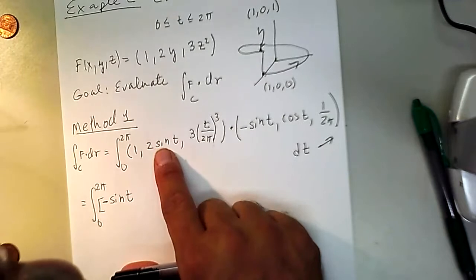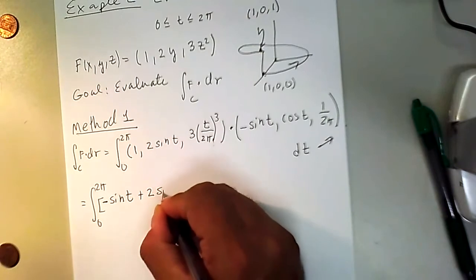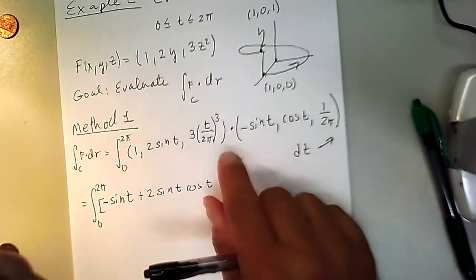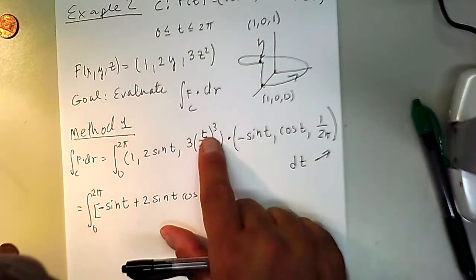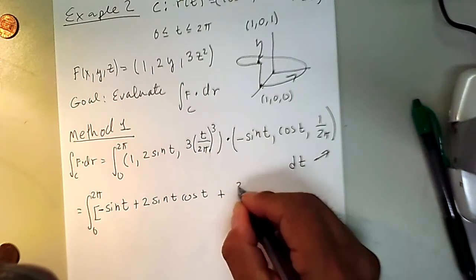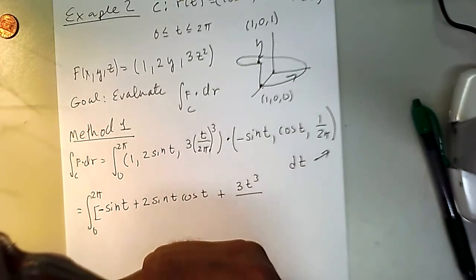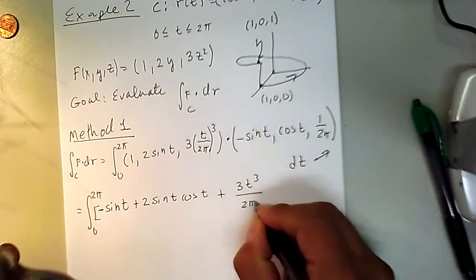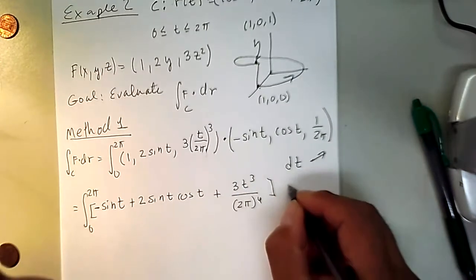All right, 2 sine times the cosine. So plus 2 times sine t cosine t. All right, and then multiplying those two, we will end up with 3t cubed plus 3t cubed over 2 pi to the 4. I'm going to close the bracket, dt.